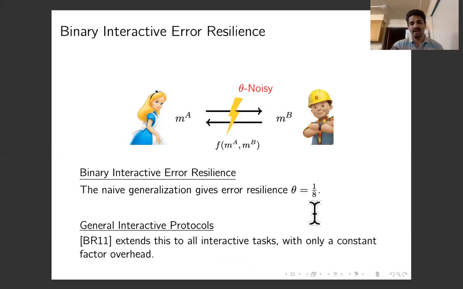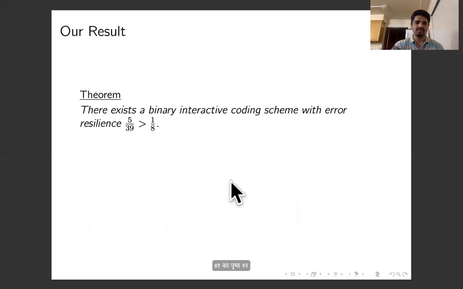I will describe this barrier, but before that, in our work, we actually solved this open problem, and we show that indeed there are protocols with error resilience better than 1/8. This is our main theorem, that there exists a binary interactive coding scheme. This is the same as the protocol in the sense that I just described, with error resilience 5/39, strictly larger than the barrier at 1/8.